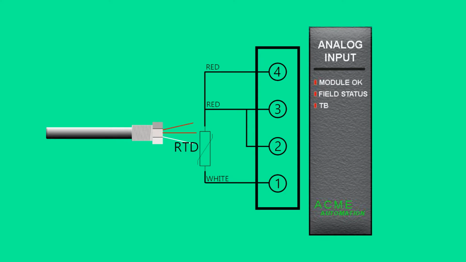The module terminals and the RTD conductors are identified on the device for proper installation. In the example shown, the 3 conductors of the RTD are connected to terminals 1, 3, and 4 with an additional jumper from terminal 3 to 2.